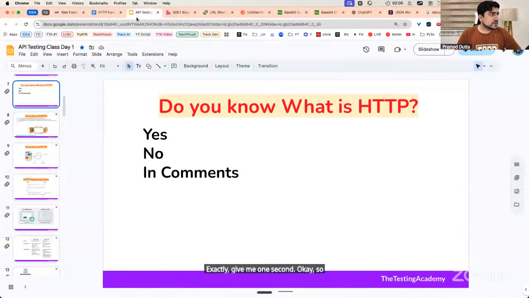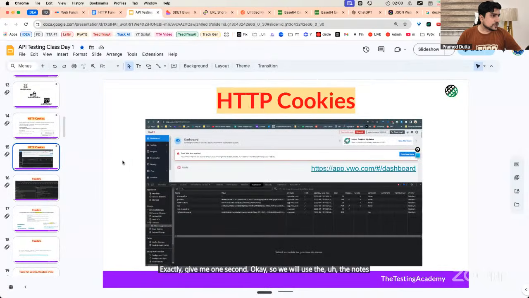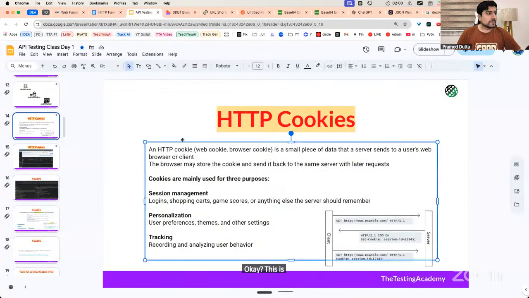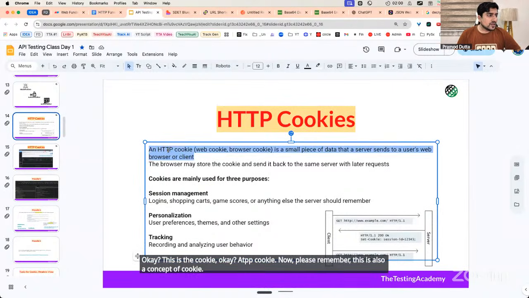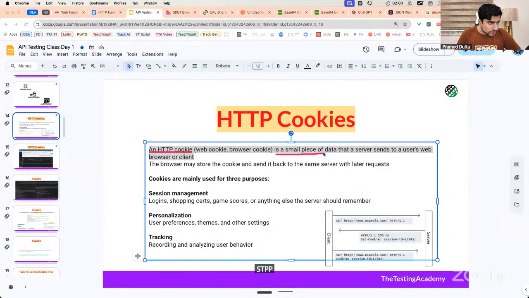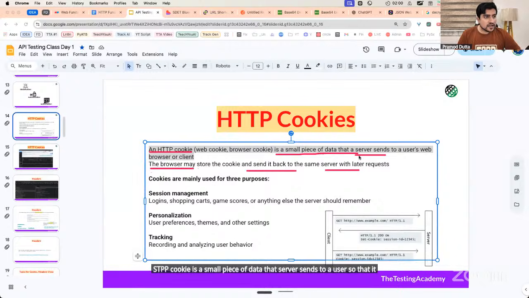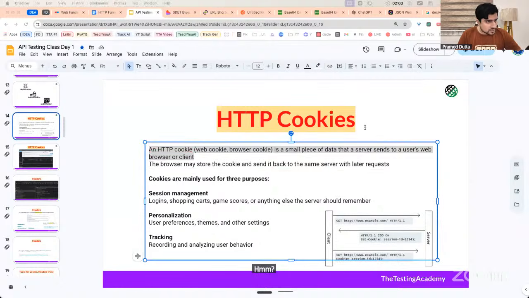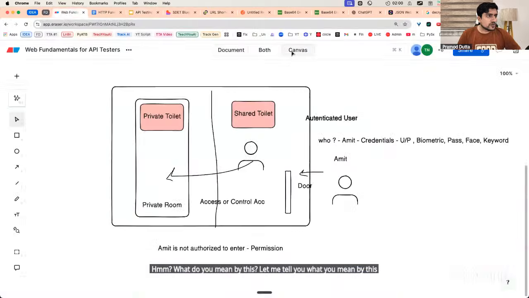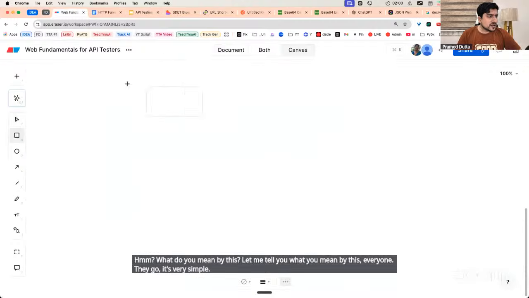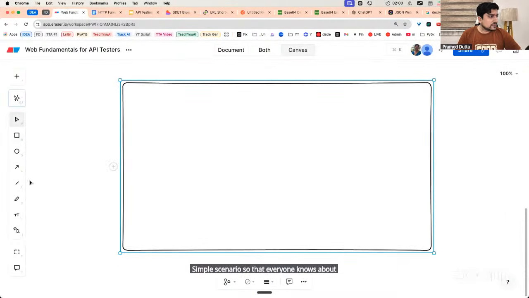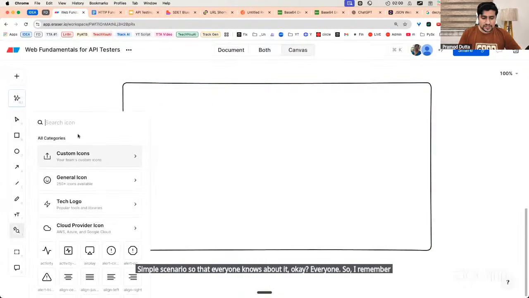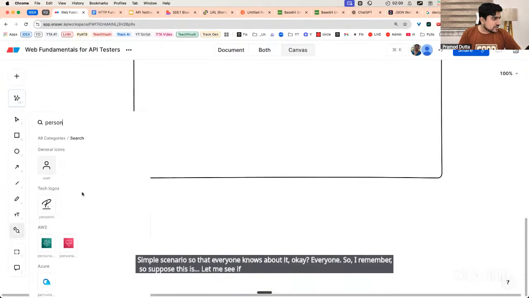So we will use the notes here for the cookie. Okay, this is the cookie, an HTTP cookie. Please remember this is also a concept of cookie. An HTTP cookie is a small piece of data that the server sends to a user so that it can recognize them for later requests. Which means what? Let me tell you what this means, everyone. Look, it's very simple. A simple scenario so that everyone knows about it. So suppose this is a person we have. Not a person.